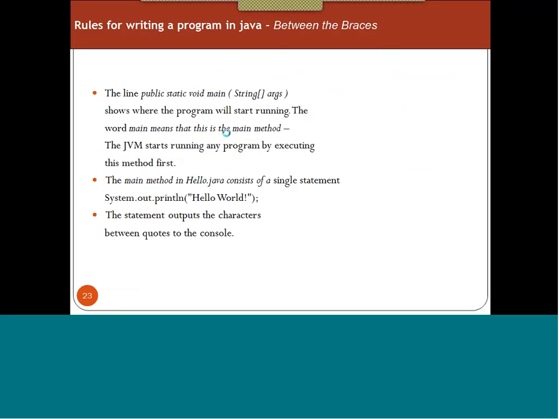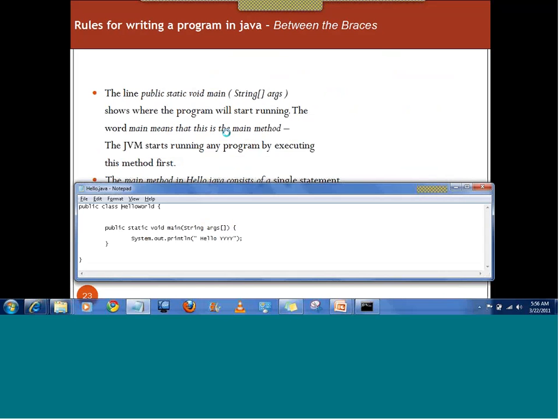Here we already discussed what is there in between the braces. The line public static void main(String[] args) shows where the program will start running. This is the main method syntax, and this is the starting point for this program. When the JVM starts running and executing this program, it will come directly to the main method first. After that, it will execute this Hello statement, and it will end since no other statements are there.